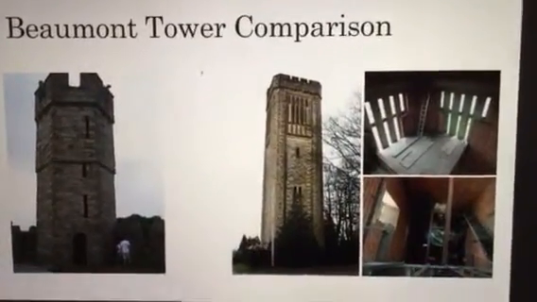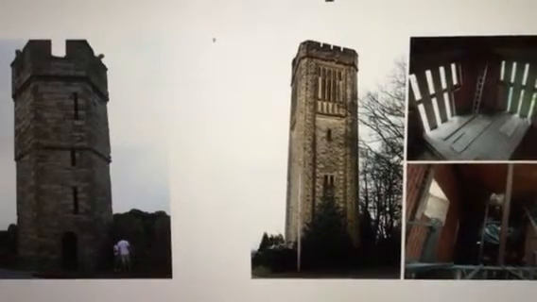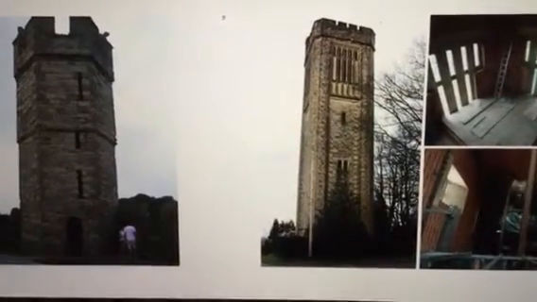Here are some Beaumont Tower comparisons, which are actually called turrets. These turrets are symbolic, basically older versions of the Beaumont Tower itself. They're just older versions, and the Beaumont Tower is actually a tower, and turrets are actually towers as well. They're just more of a medieval time.